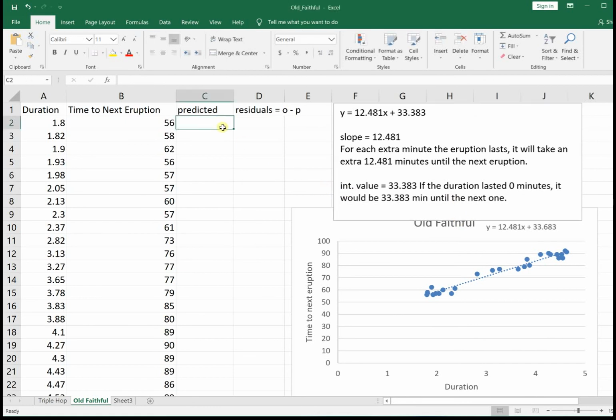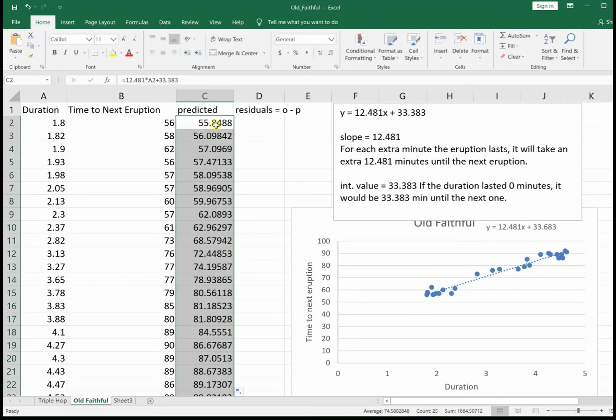All right, so to get our predictions, we do equals 12.481 times the duration plus 33.683, hit enter, and then go up and drag it down. So we see we've got under predictions for the first three, those are all under predictions, but then the fourth one down is an over prediction.